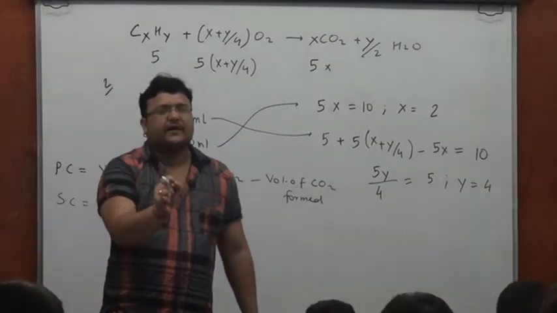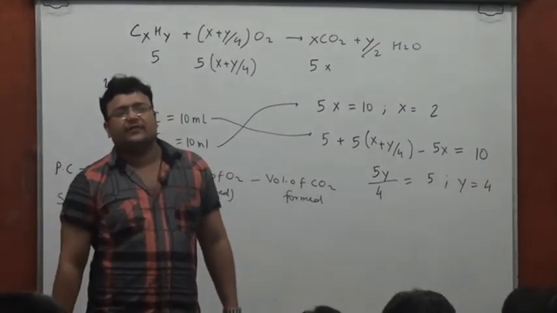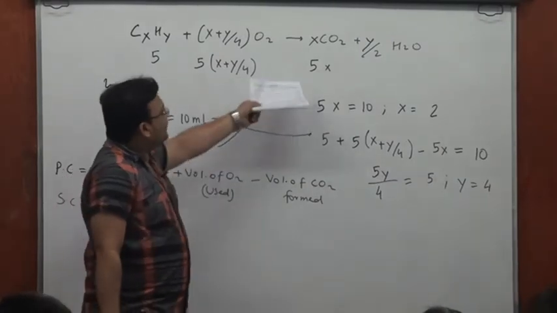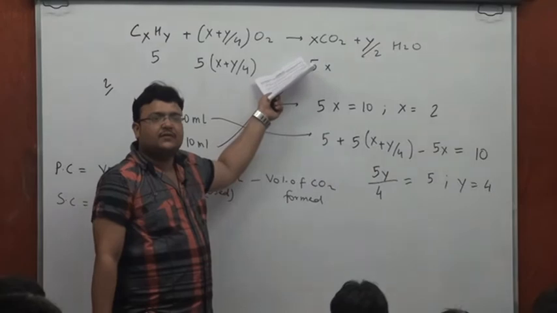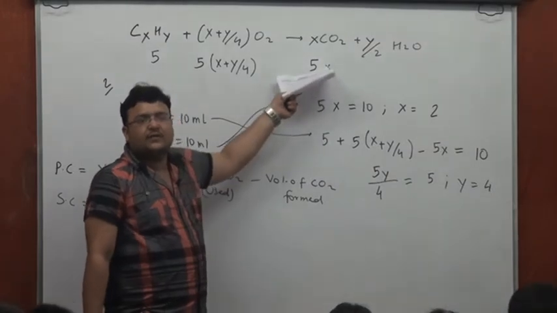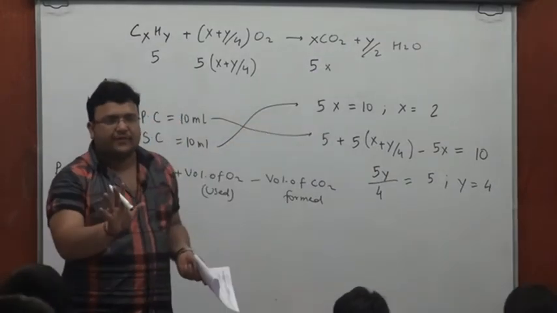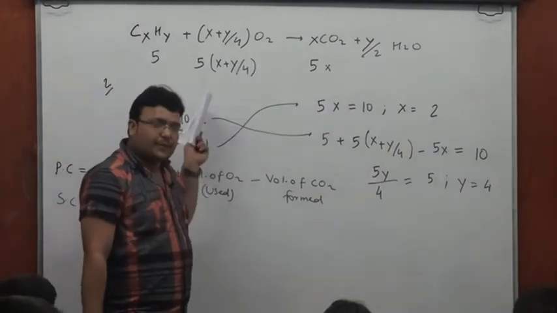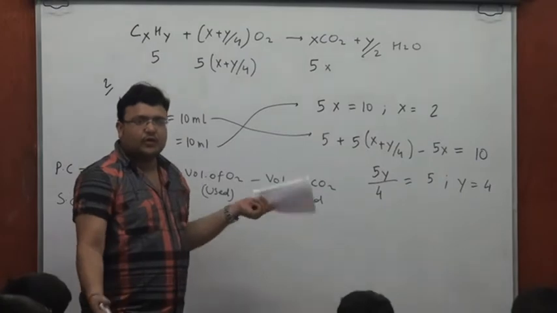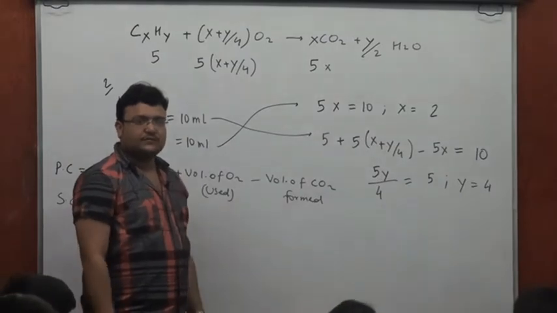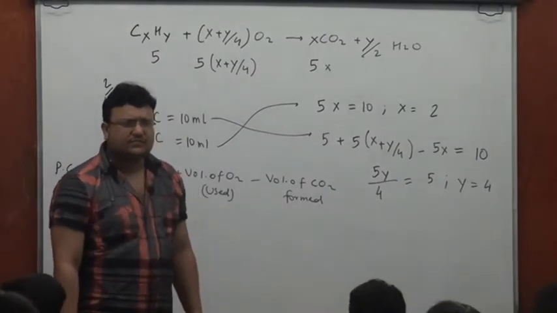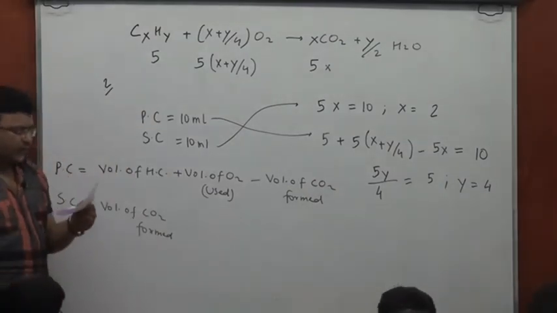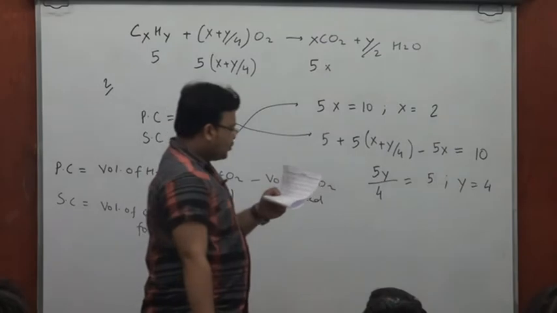Did you understand? Secondary contraction is equal to the volume of carbon dioxide formed. Secondary contraction is 10 ml, all right. 5x is the volume of carbon dioxide formed, so that's equal to 10 ml. According to the problem, it's 10 ml. So 5x is equal to 10 ml. X is equal to 2. Say yes or no? Yes, sir. You all understand this? And then we move to maybe question 5 then.